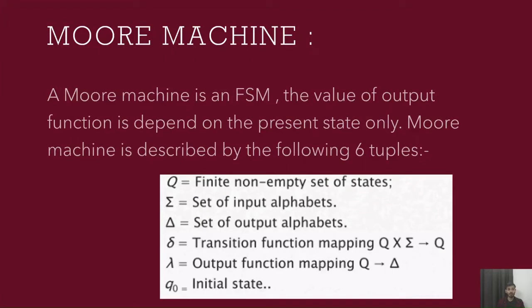Moving forward with the Moore machine. A Moore machine is an FSM where the value of the output function is dependent on the present state only. A Moore machine is described by the following six tuples: finite non-empty set of states, set of input alphabet, set of output alphabet, transition function mapping, output function, and the initial state. And the six symbols represent the following, as I have described.